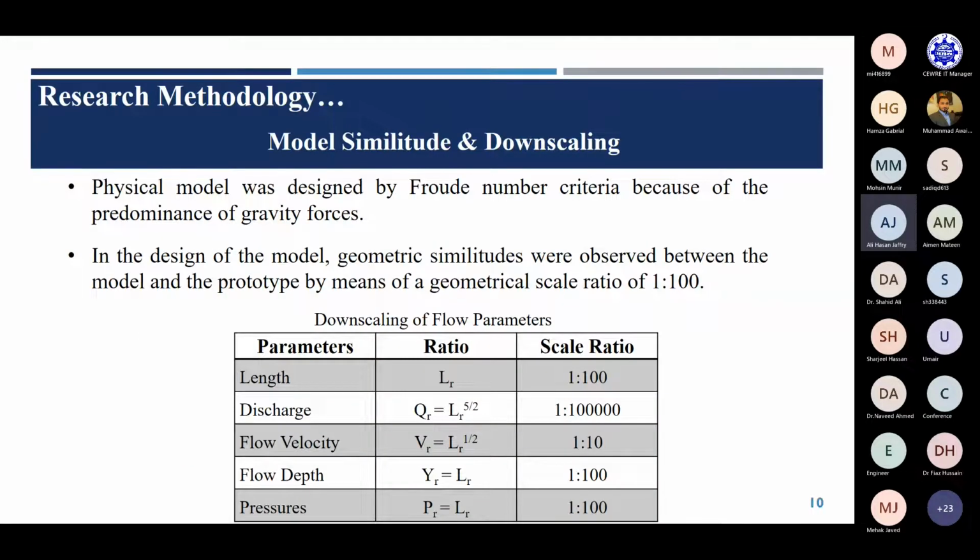First of all, model similitude. The physical model was designed by the Froude number criterion because of the predominance of gravity forces. In the design of the model, geometric similitude was observed between the model and prototype by means of a geometrical scale ratio of 1:100. The table shows the different scale ratio parameters of length, discharge, flow, velocity, depth, and pressure. Next. Next slide, please.